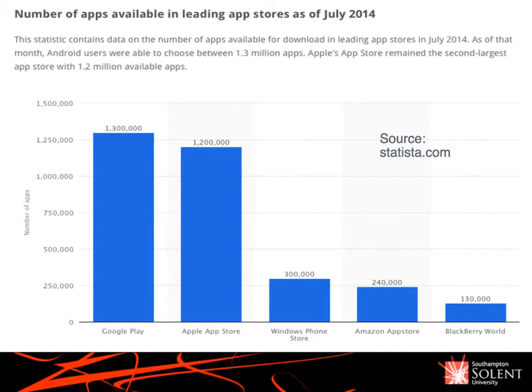This shows the number of apps. I think this has increased even more. This was about a year ago, just over 1 million, about 1 million and 1.2 million for iOS apps on the Apple App Store, and 1.3 million for Google Play apps. And Windows Phone Store, 300,000. I'm sure all of those figures are slightly dated, so they're probably increasing all the time.